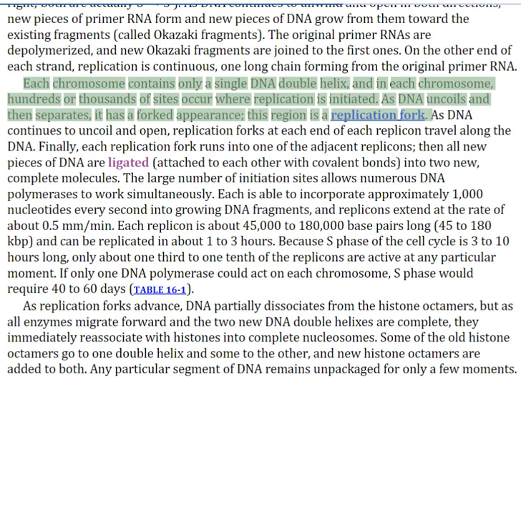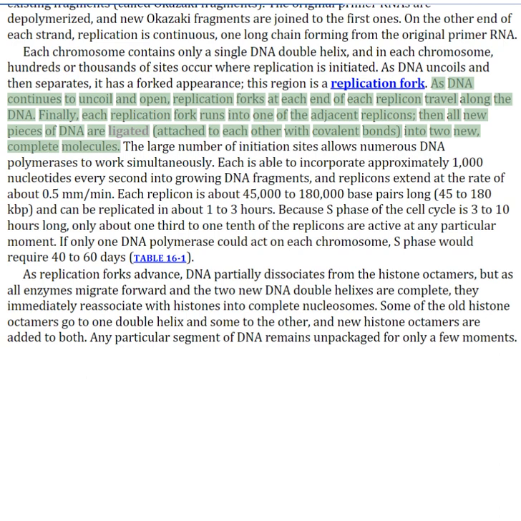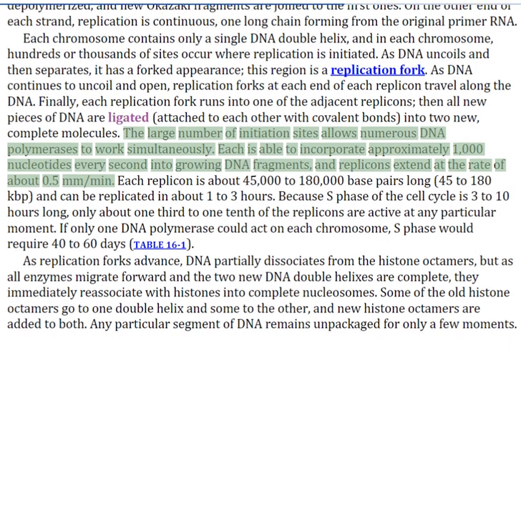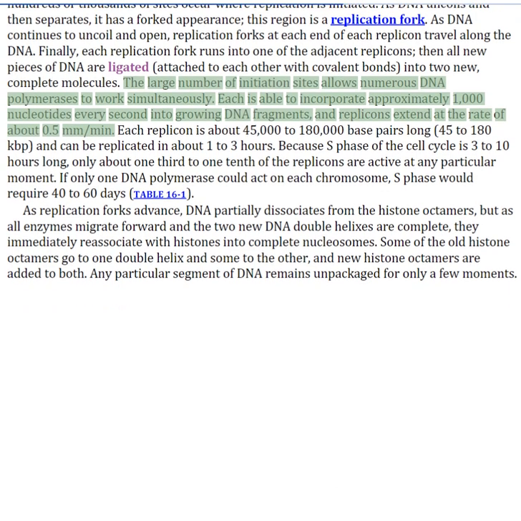Each chromosome contains only a single DNA double helix, and in each chromosome, hundreds or thousands of sites occur where replication is initiated. As DNA uncoils and then separates, it has a forked appearance. This region is a replication fork. As DNA continues to uncoil and open, replication forks at each end of each replicon travel along the DNA. Finally, each replication fork runs into one of the adjacent replicons, then all new pieces of DNA are ligated into two new, complete molecules.